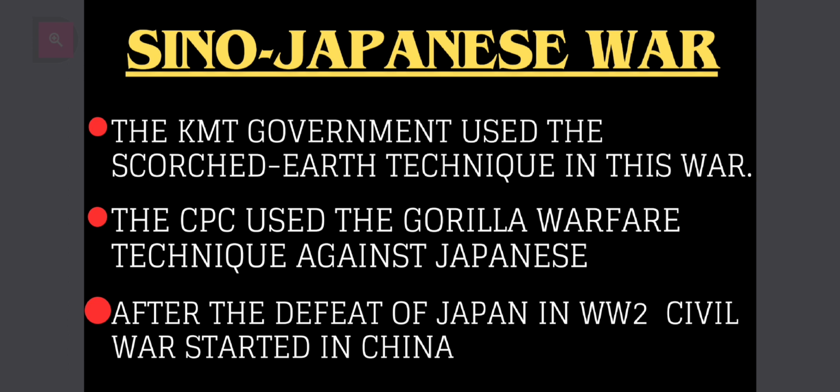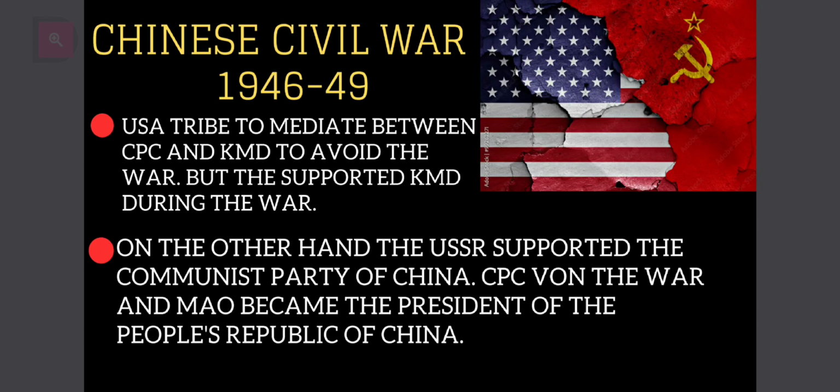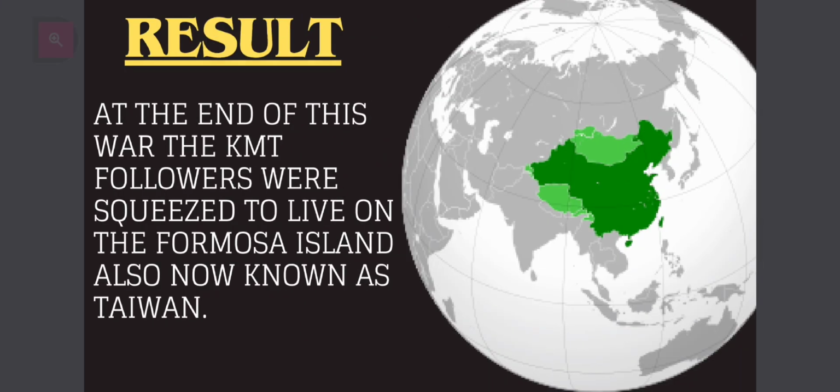After World War II and the defeat of Japan, a great civil war started in China. The Chinese Civil War lasted for 4 years. The Cold War also had its impact on this war. USA tried to mediate between both the parties at the beginning of the war, but both the parties were arrogant. USA took the support of the KMT party because it was democratic, and USSR, as usual, took the support of the Communist Party of China, as their thought process and ideologies match very well. At the end of this war, the CPC won the war, and as a result, the KMT was squeezed into Formosa island, which is now known as Taiwan.